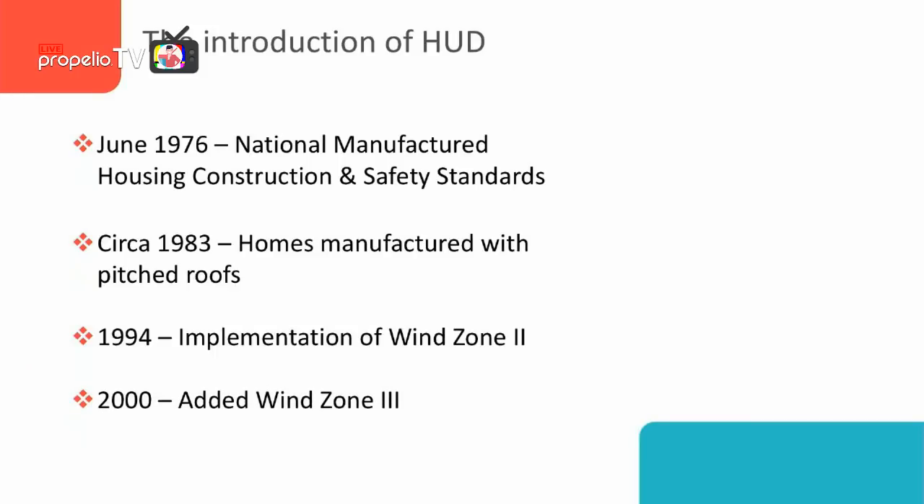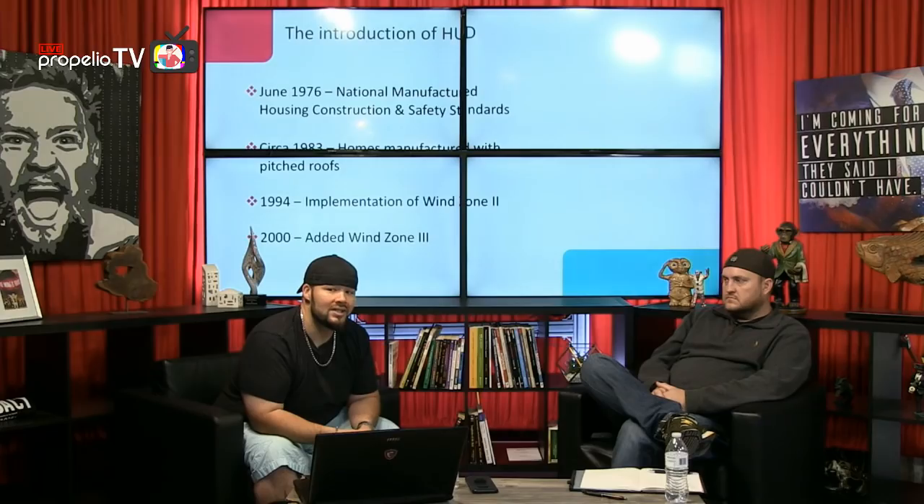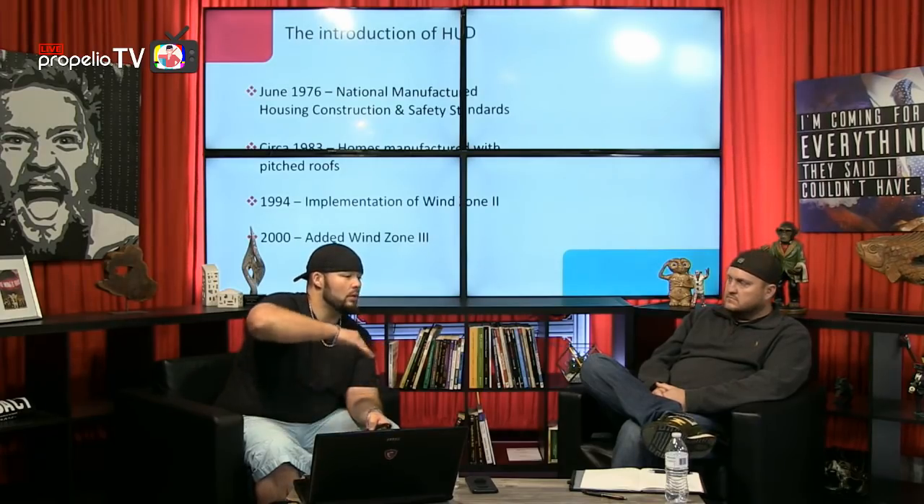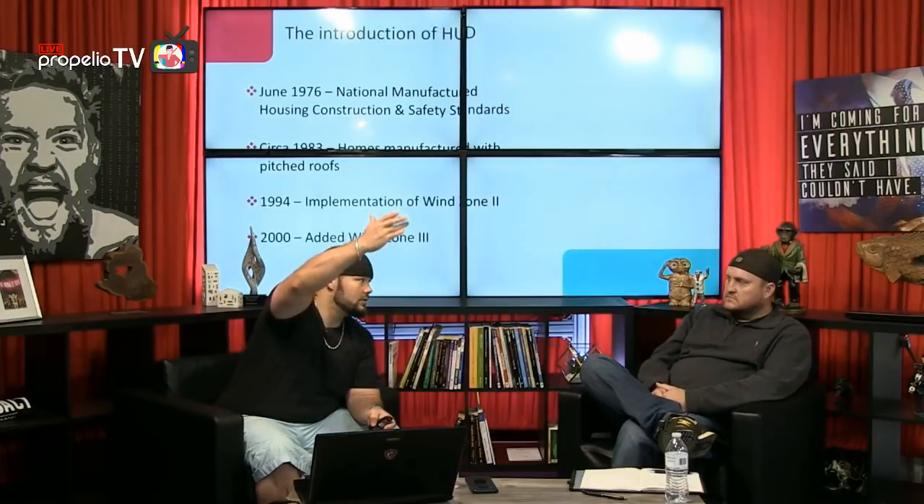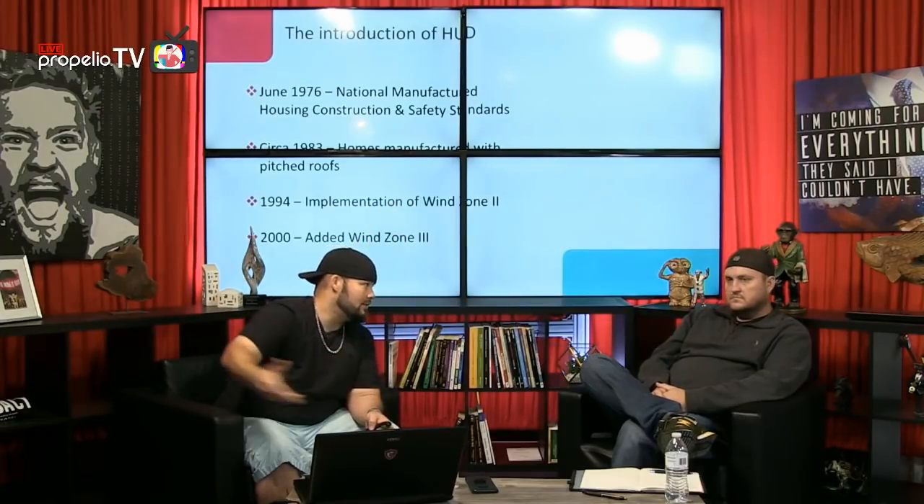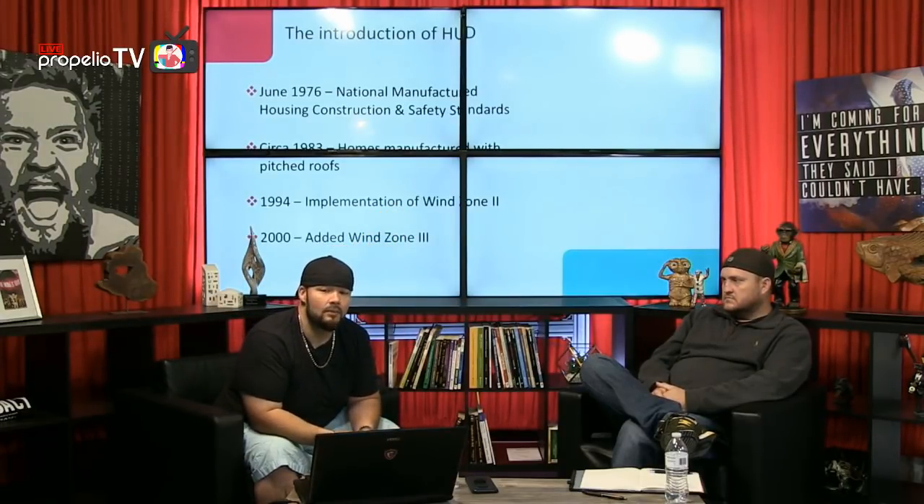In 2000 they added Wind Zone 3. Tornadoes are bad, and tornadoes can do a lot of damage, but when a huge hurricane comes in, that's a whole new level of story. So what you're going to see is Wind Zone 3 encompasses most of the Gulf Coast and up the East Coast, because they are known for taking hurricane damage, and homes built after 2000 installed in those areas need to have that taken into consideration. What I don't want to do is be an investor working in a Wind Zone 2 area or a Wind Zone 3 area and installing Wind Zone 1 properties.